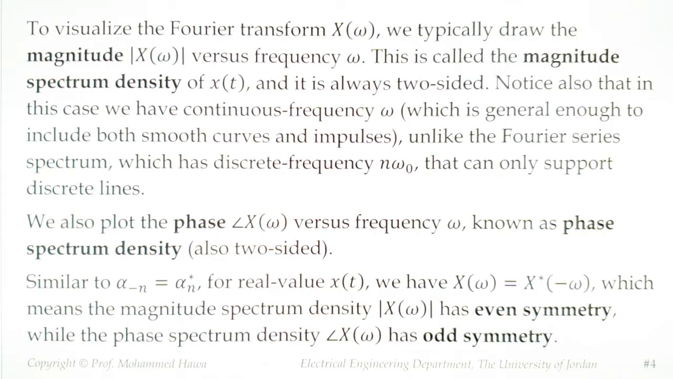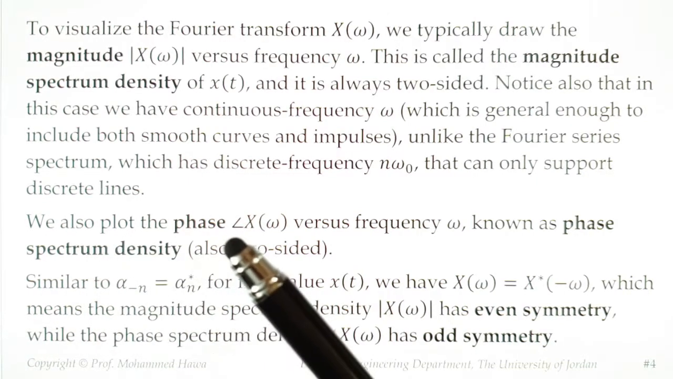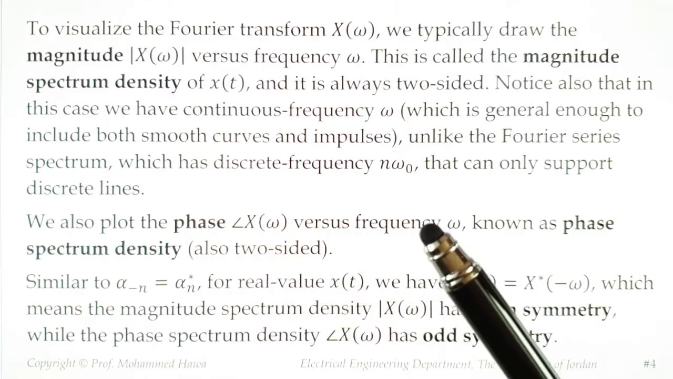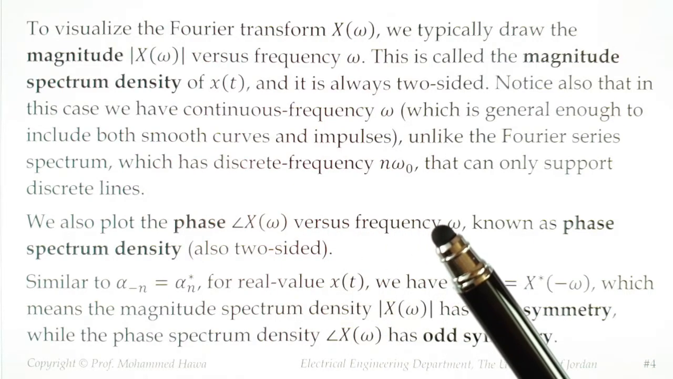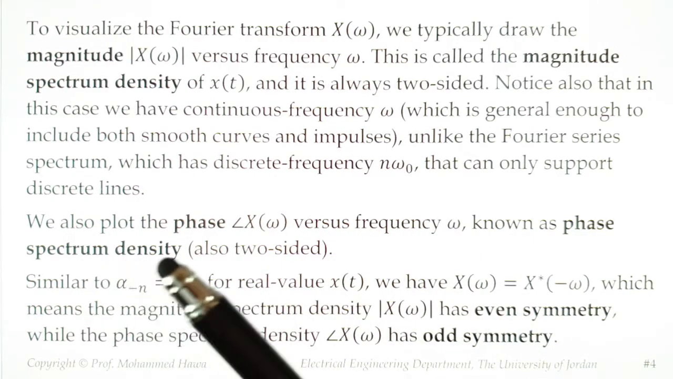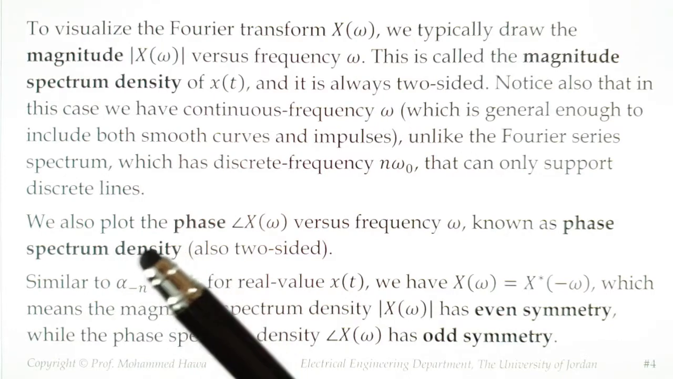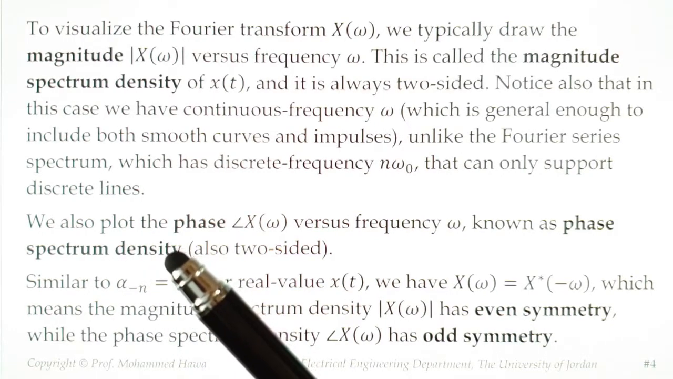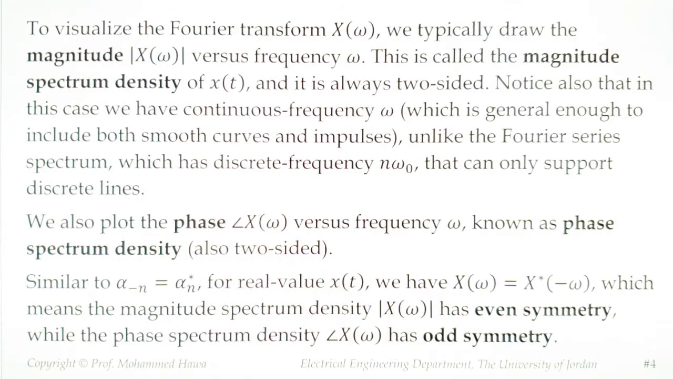We also typically plot the phase, the angle of X of omega versus frequency omega, and we call this the phase spectrum density. Notice the word density here because it's Fourier transform, not Fourier series. And you'll notice that phase spectrum density is two-sided or double-sided, just like the phase spectrum for Fourier series.